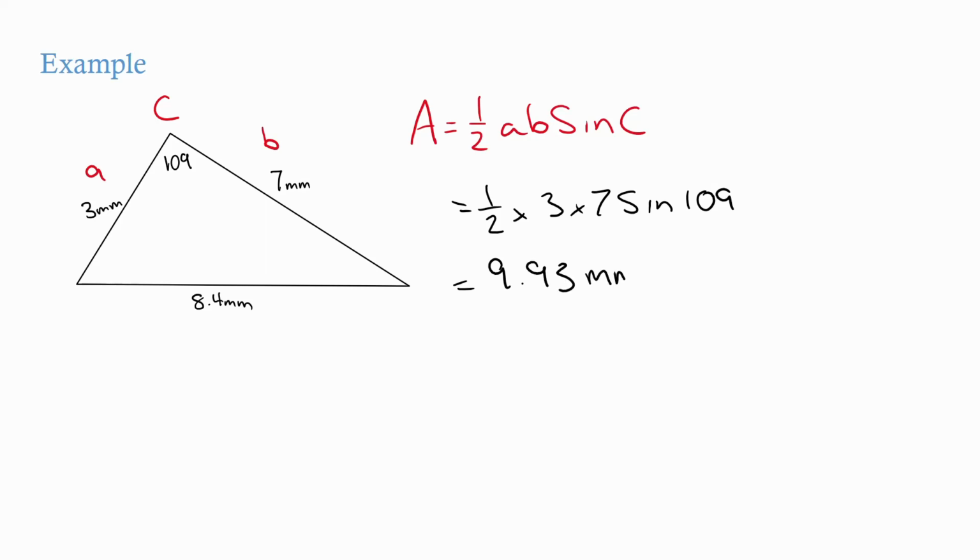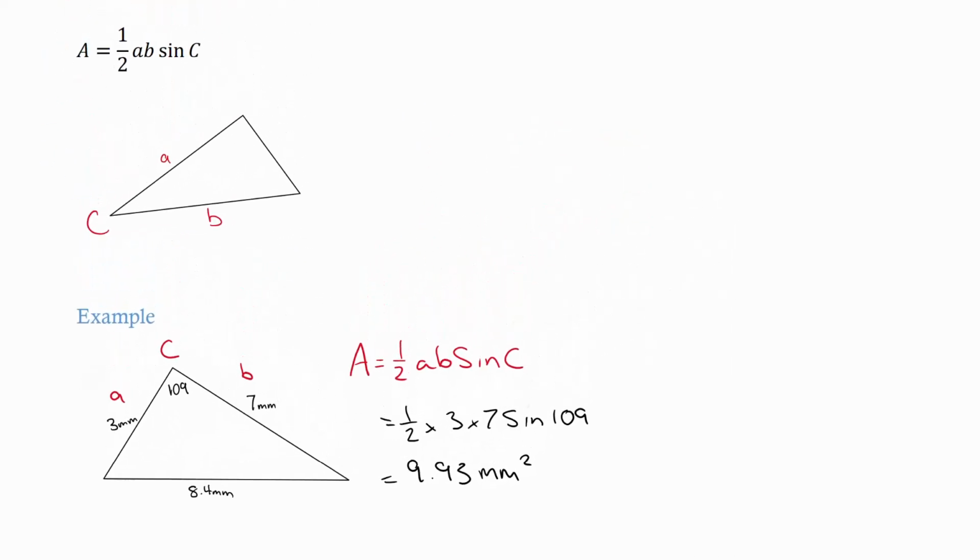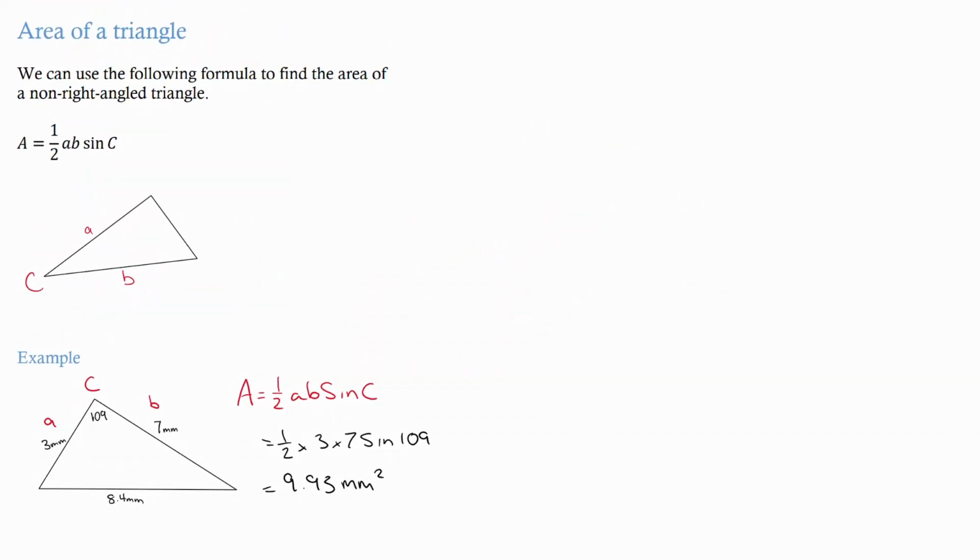Now it is important to remember your units. So in this case, it's millimeters squared because it is area that we're finding, so you have to have squared in there. And that is basically it for this formula. Make sure you just label it correctly and then put it into the calculator. Ensure you have your units and you add the square at the end.